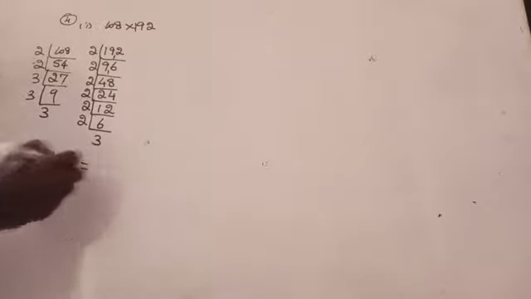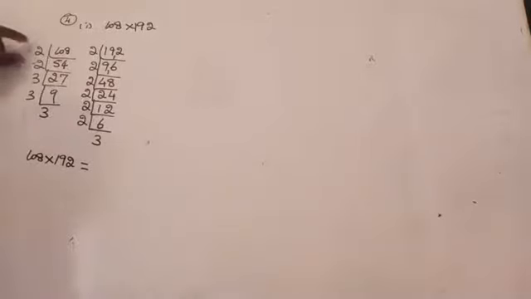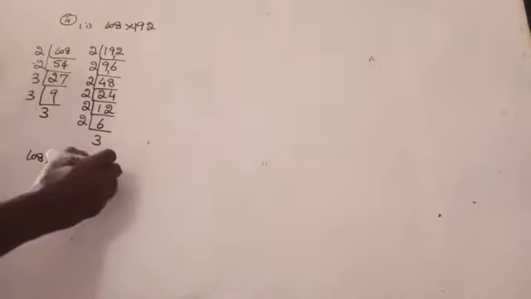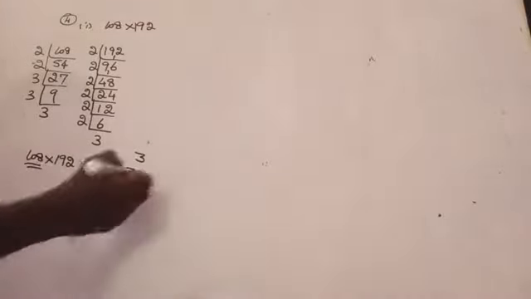So 108 into 192 can be written as, listen carefully, 108. In this 108, how many 2s are there? 2 2s are there. So you can write 2 to the power 2 into, how many 3s are there? 3 to the power 3. 108 can be expressed as 2 power 2 into 3 power 3. Similarly, 192 can be expressed as what? How many 2s are there? 1, 2, 3, 4, 5, 6. So 2 to the power 6 into 3 to the power 1. Am I right here? Yes.